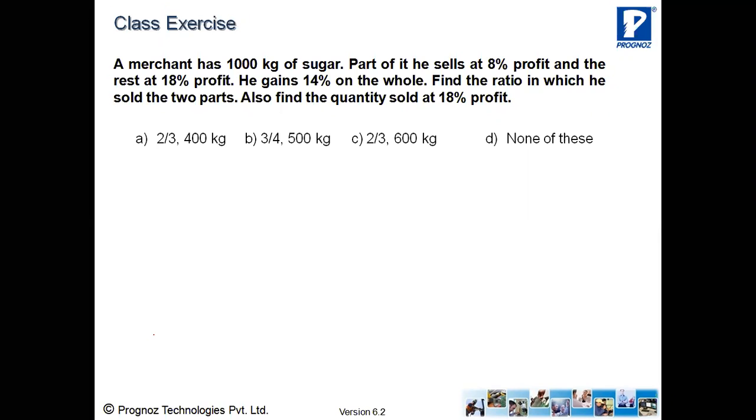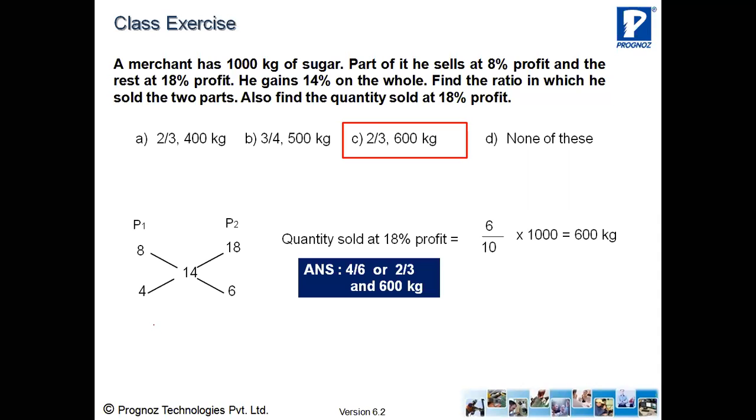So a merchant has 1,000 kg of sugar. One part he sells at 8% profit, the other part at 18% profit, and overall on average he gains 14%. So you have to find the ratio in which he sold the two parts, N1 by N2, and what is the quantity sold at 18%? Once you know the ratio, it becomes very easy to find the quantity sold at 18% profit.